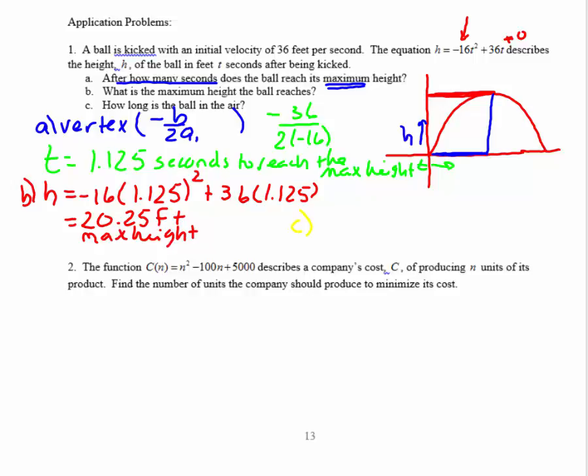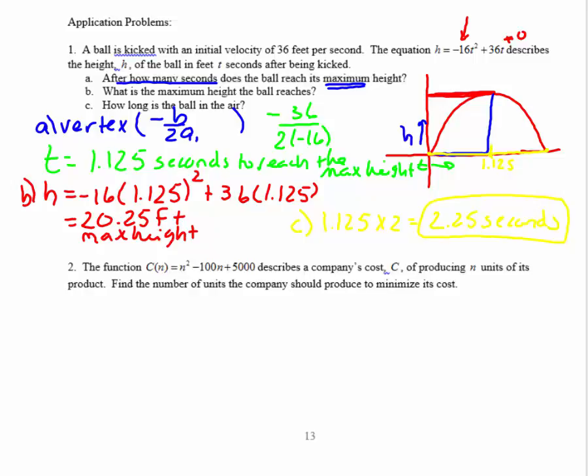Part C. How long is the ball in the air? Well, it starts on the ground, it's in the air, it's in the air, it's in the air, and then it's not in the air again. So how long is the ball in the air? Well, halfway was when we were at 1.125 seconds. So it's going to take another 1.125 seconds to hit the ground. So all I got to do is take 1.125 and multiply it by 2, and I get 2.25 seconds that the ball was in the air.